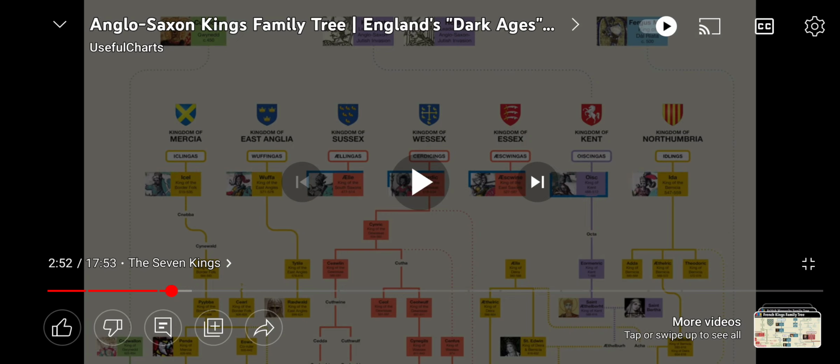So this is why I said they were less numerous, and actually more Angles and Saxons lived in Kent than Jutes.